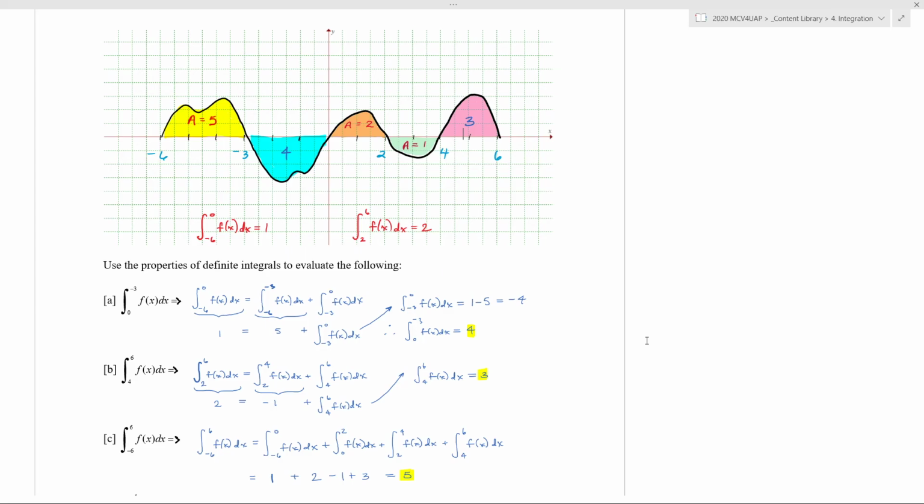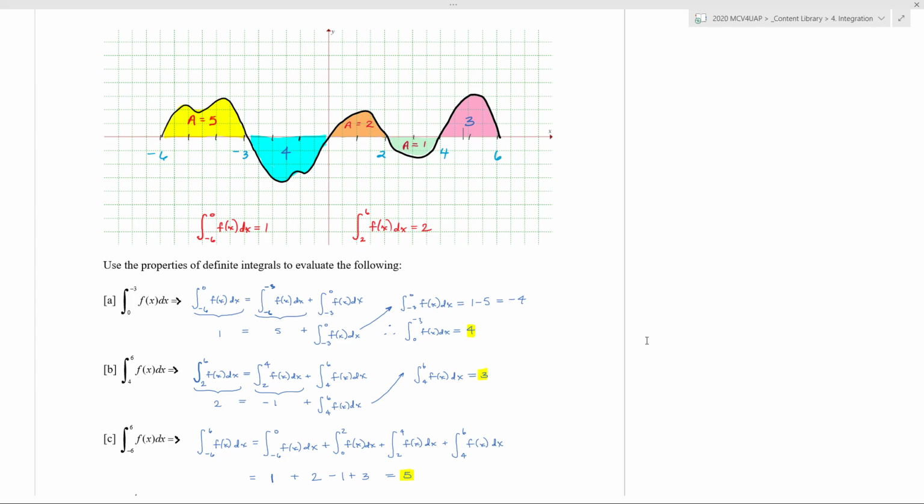Part C, what's the value of the integral from -6 to 6? You're looking at it and just adding 5 plus 2 plus 3 and subtracting the 4 and the 1. So you would get a value of 5. Without writing anything down, you can see that, right? You're integrating from left to right, so anything above would be positive: the 5, the 2, and the 3. Anything below would be negative: the 4 and the 1. You sum all those up and you get 5.